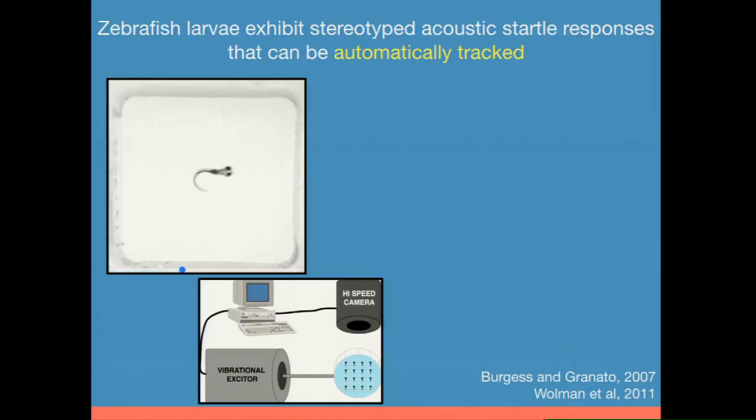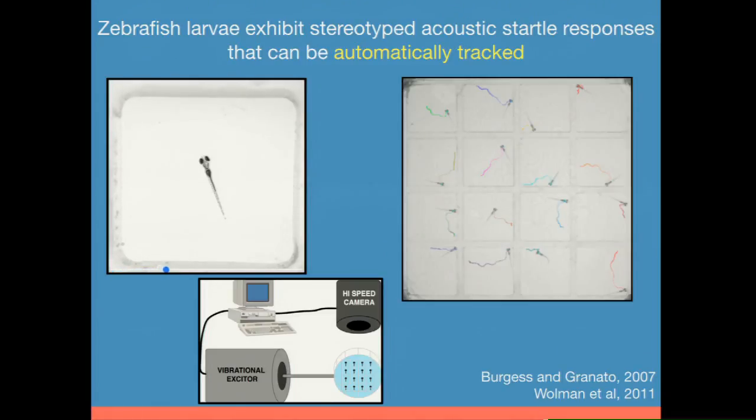We can visualize these acoustic startle responses in a very high throughput fashion by arraying zebrafish larvae on a petri dish. They each get their own well, and then we attach that petri dish to a vibrational exciter, which delivers acoustic stimuli, and then we record their movements with a high-speed camera. We can then track those movements using some software that was developed by a former postdoc in the lab, Harry Burgess, and analyze them very easily.